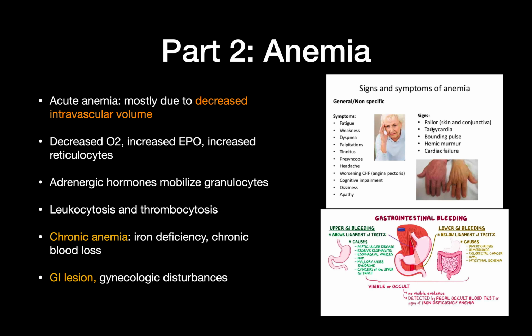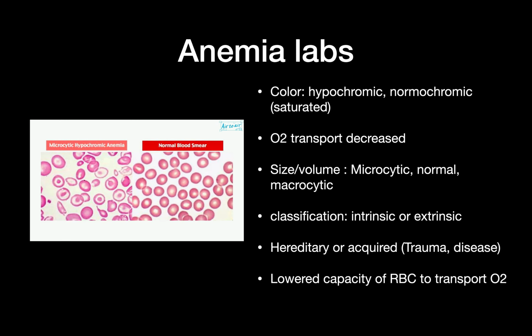You want to see if the mucosa is very pale, and if they have a bounding pulse. So the red blood cells are going to be hyperchromic or normochromic, and more importantly, the O2 transport is going to be decreased. They can be hereditary or acquired, and in the hereditary version, there's going to be a lowered capacity of the red blood cells to transport oxygen.